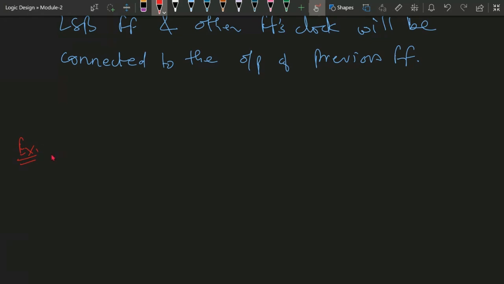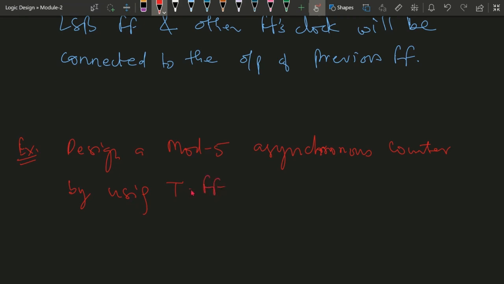Suppose we are going to design a mod 5 asynchronous counter by using T flip-flop. Suppose this is the question.